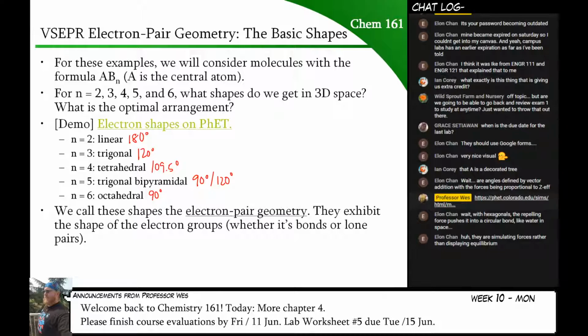We're going to call these shapes electron pair geometry. You may also hear these called VSEPR. I always misspell VSEPR for some reason.